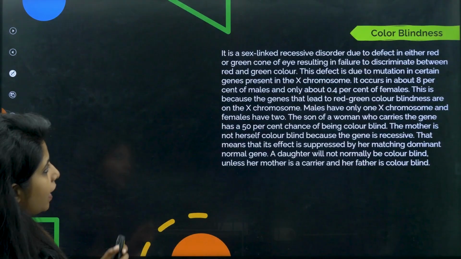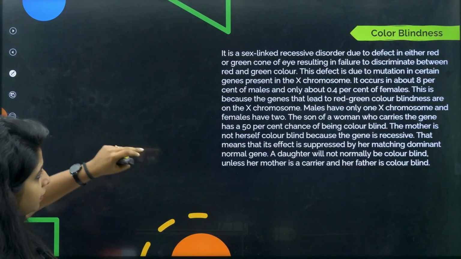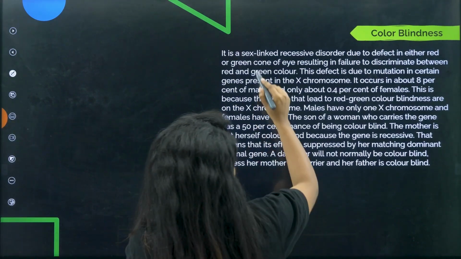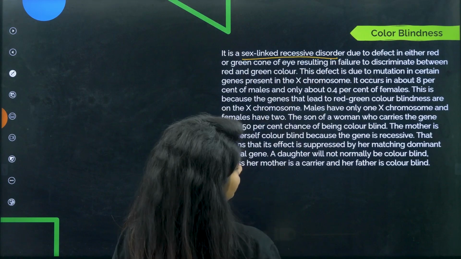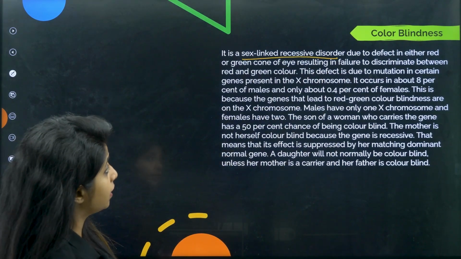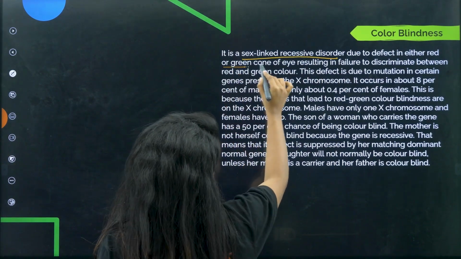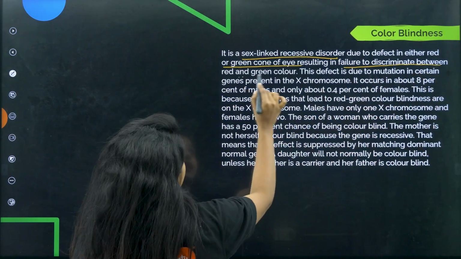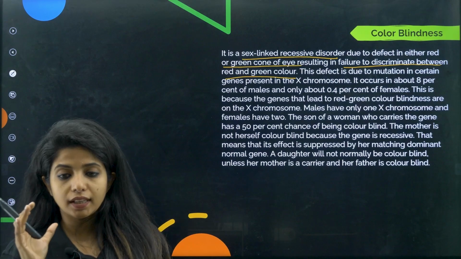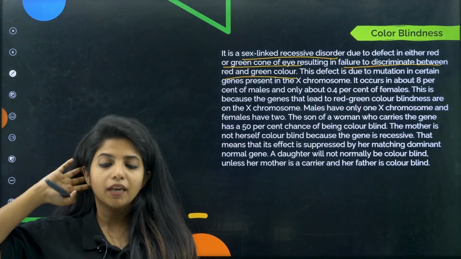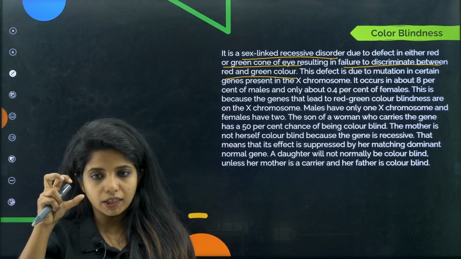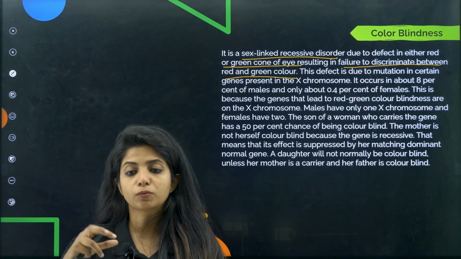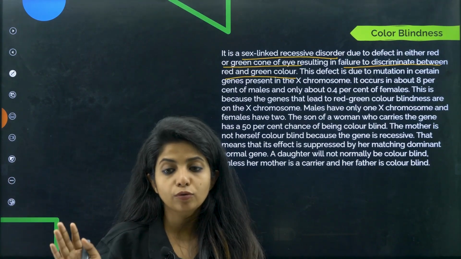Now going ahead, let's talk about color blindness and then we will write everything. It is a sex-linked recessive disorder due to a defect in either the red or green cone of the eye, resulting in failure to discriminate between red and green color. There are cone cells in our retina, and basically these cone cells get affected. Usually the red cone is responsible for red light, the green cone for green, and the blue cone for blue.